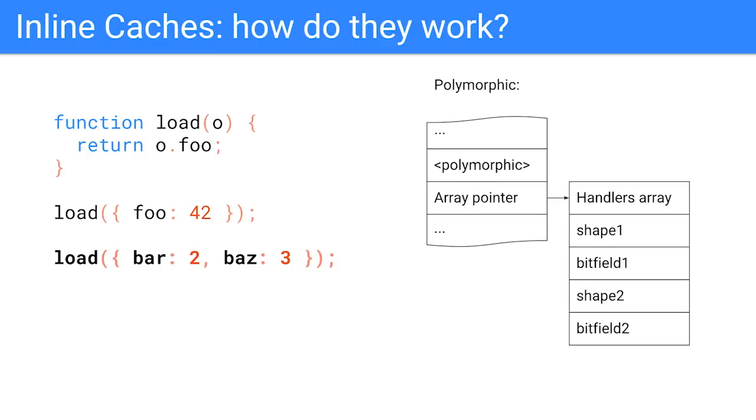When we call the function with another object, it would be invalid to just do the same thing. This object is different. It doesn't even have a foo property. We have to return undefined. The way this is handled feedback-wise is that we put a polymorphic sentinel into the first slot, and the second slot becomes a pointer to an array that contains several pairs of object shapes and bit fields telling us how to handle them.